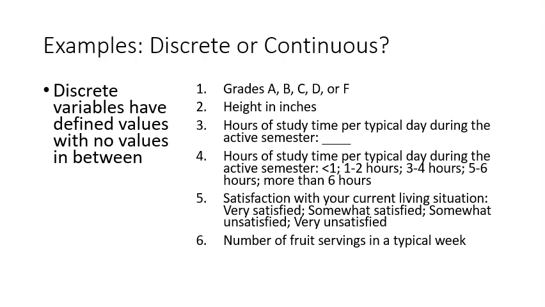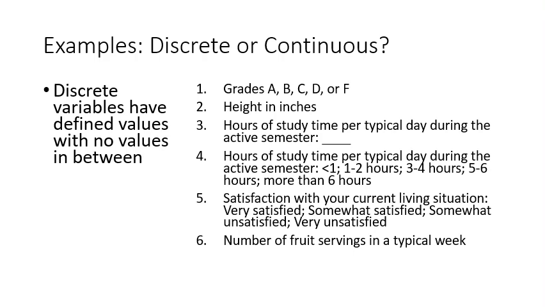You can get it down to the half inch, quarter inch, eighth, and as low as you want to go. The hours of study time per typical day during the active semester. If you were answering this question, you'd provide a number, and so you know it's quantitative. And your number could be 3.5, anywhere in there. So this would not be discrete. This would be a continuous variable. If I ask you the same question, and I ask you to choose a category, less than 1, 1 to 2, 3 to 4, 5 to 6, and so forth, now we've turned the same question into an ordinal variable, because your answers now will be these kind of words, and we would assign them numbers if we were going to organize them.